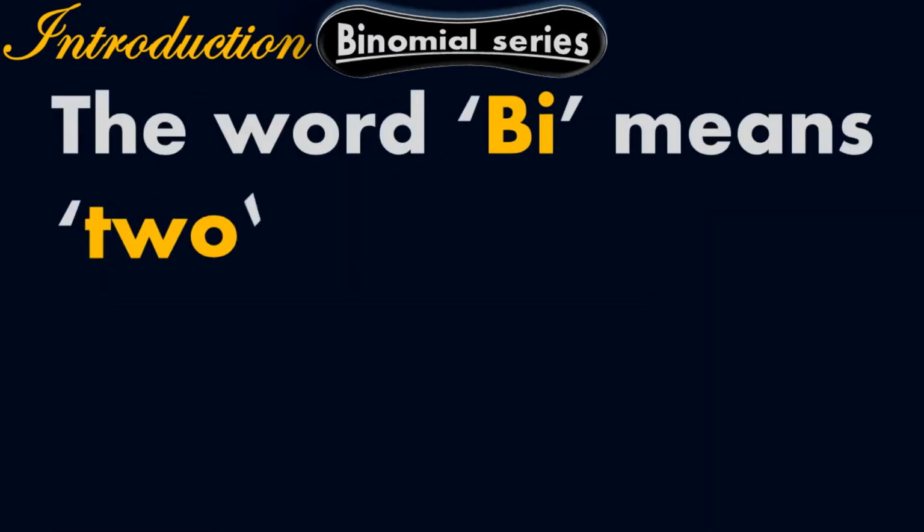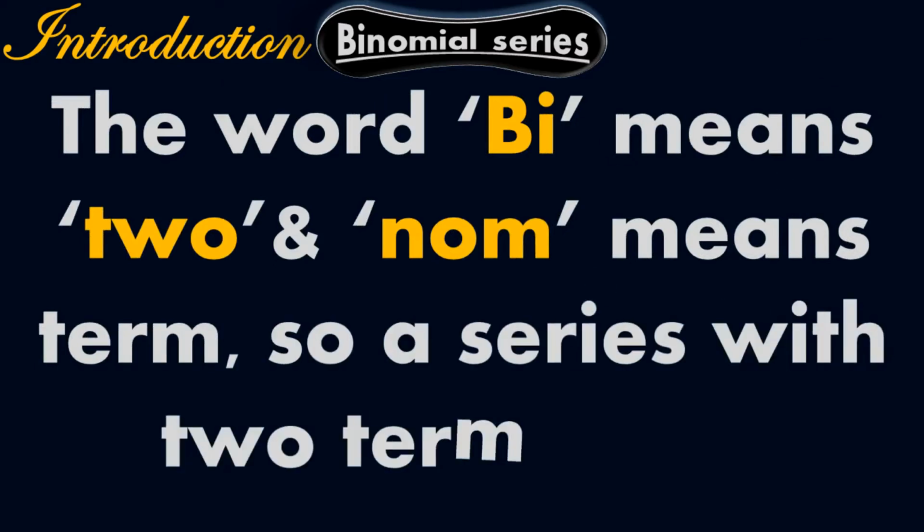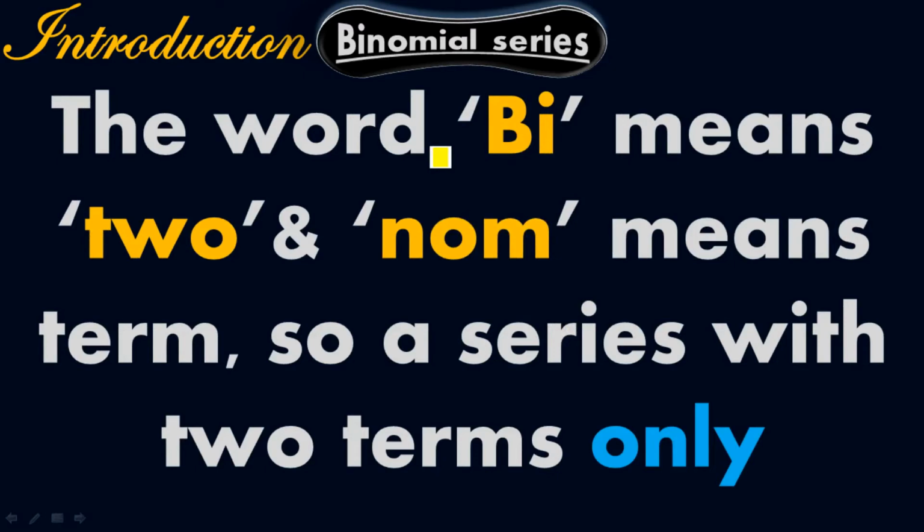The word bi means two and nom means term, so a series with two terms only. It's pretty much clear from its name, binomial. Binomial series has only two terms. A series with more than two terms is not a binomial series, because bi means two, so we're going to take only two terms for the binomial series, not more than two terms.